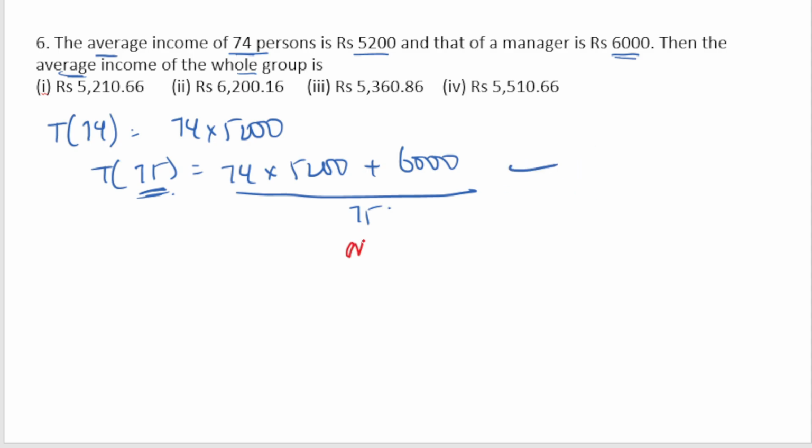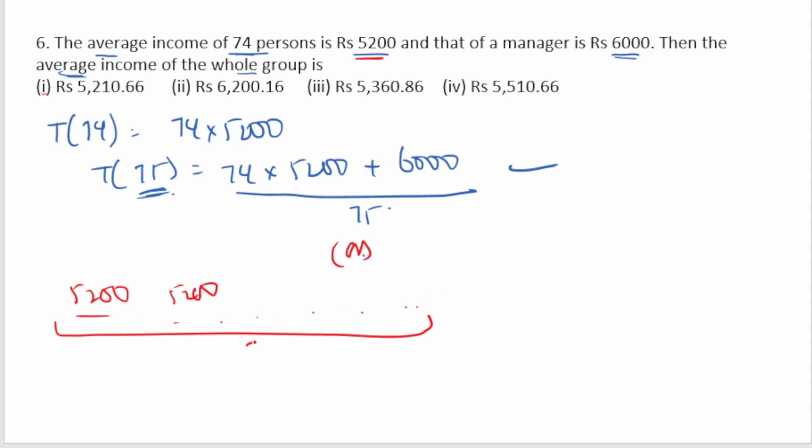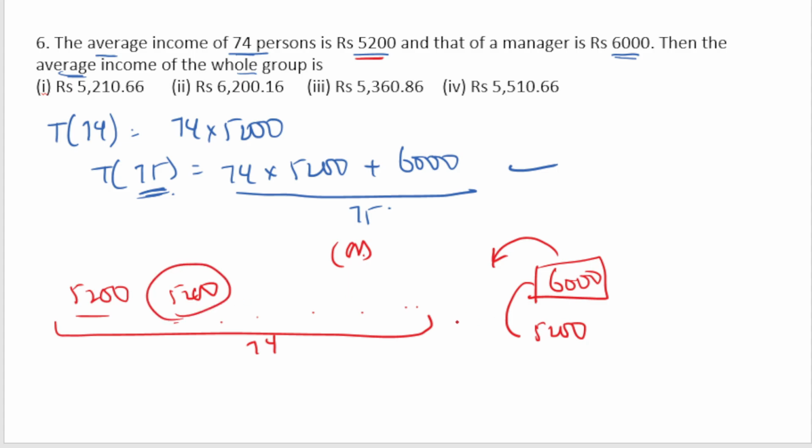Or we can do this using the shortcut method also. See here, we will assume the income of every person is 5200, and there are 74 persons. And if the income of the manager is added, what is the income of the manager? It is 6000. So 6000 is how much more than the average? 6000 is 800 more than the average.